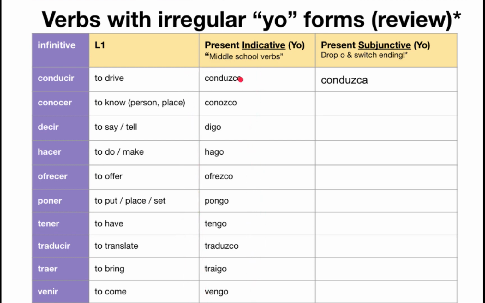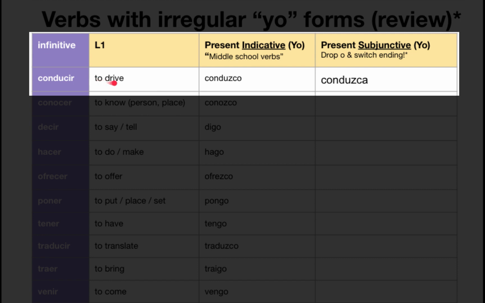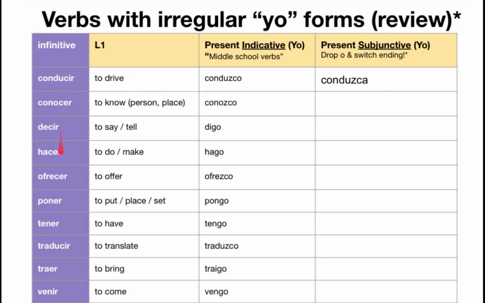So we're going to have to drop the O and then switch the ending to make it the subjunctive. So for example, with conducir, normally you would say I drive, yo conduzco. However, if there's doubt, we're going to use the subjunctive and it would be yo conduzca because it's an IR verb. And so if it's ER or IR, we switch the ending to A. So let's go right down the list here. And again, these are some examples. These are the most common examples, but not all.